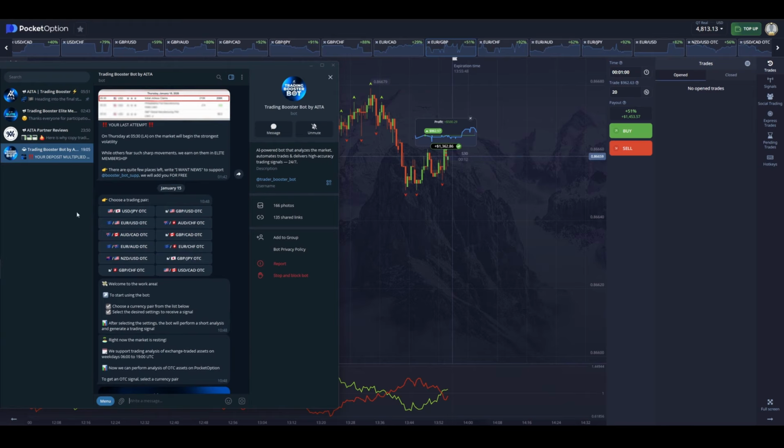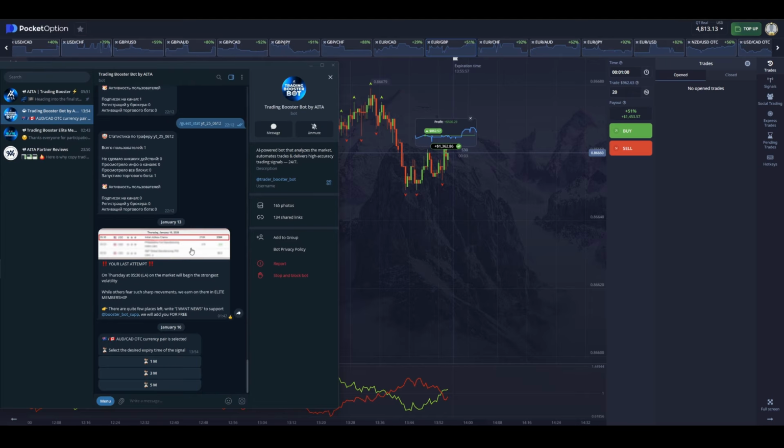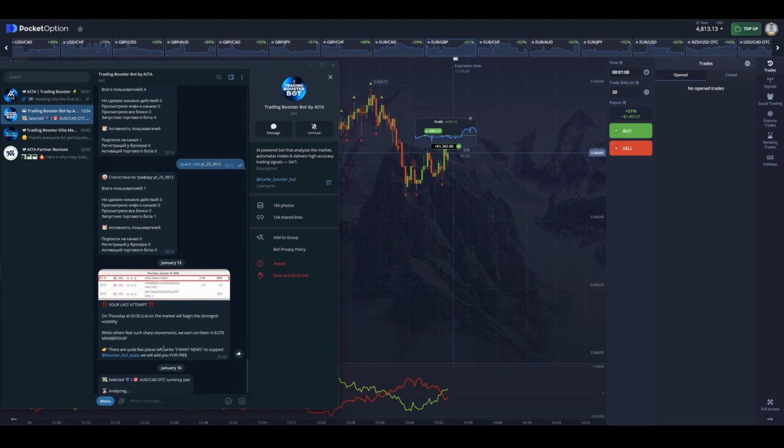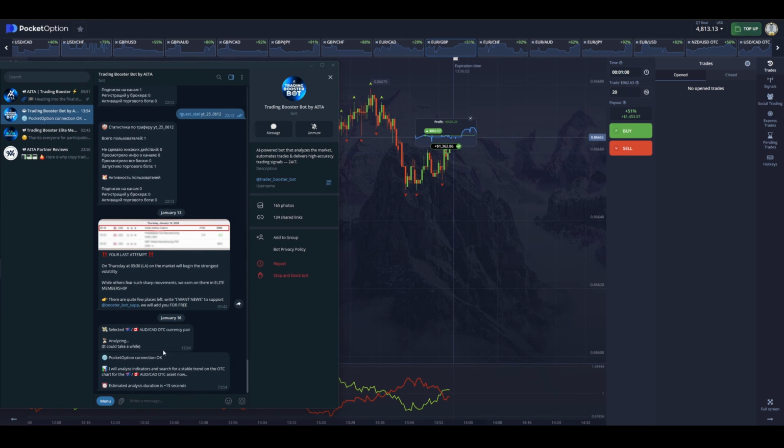This bot basically allows you to do a full analysis. It's really convenient for beginners. You just pick any currency pair and it does the entire analysis for you on that pair. So you pick a currency pair, choose the time frame, say 1 minute, and that's it. The bot starts analyzing for you.